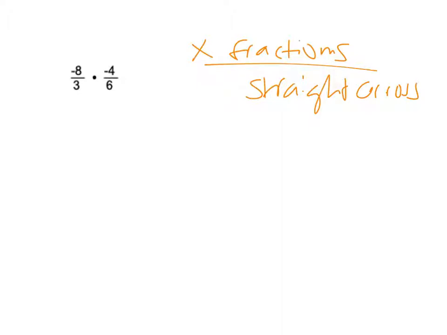But make sure to be watching your signs. When I multiply straight across, I have negative 8 times negative 4. Well, I know a negative times a negative is a positive. So negative 8 times negative 4 is really positive 32 over, and then we multiply my denominators. 3 times 6, I know is 18.